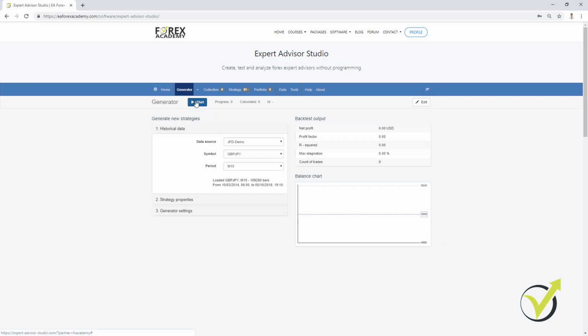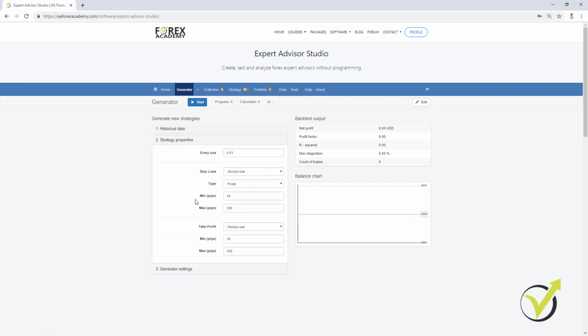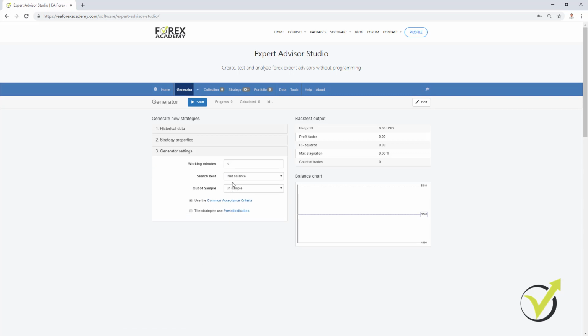Alright, so I have the generator here and I will run it very quickly just to get some strategies. So I will stay with the data source that I have exported in the previous lecture. As a symbol, I will stay with pound yen and period M15. As strategy properties, I have the range between 10 and 100 pips for the stop loss and the take profit. Entry lot, the minimum of 0.01. And as generator settings, I will leave it just to 3 minutes. And I will not use the common acceptance criteria, so I will not filter the strategies in any way. I just want to generate some strategies.